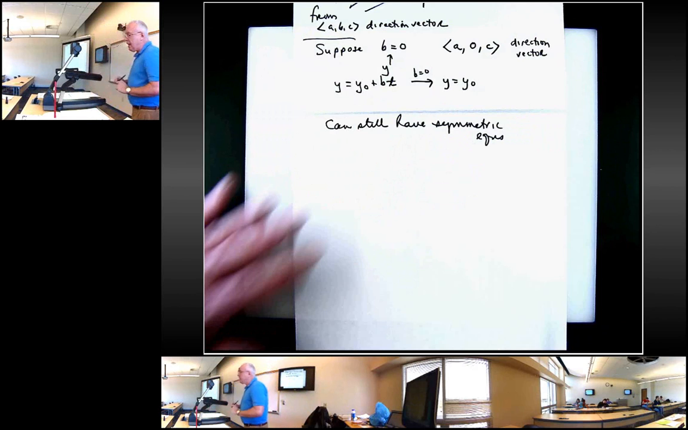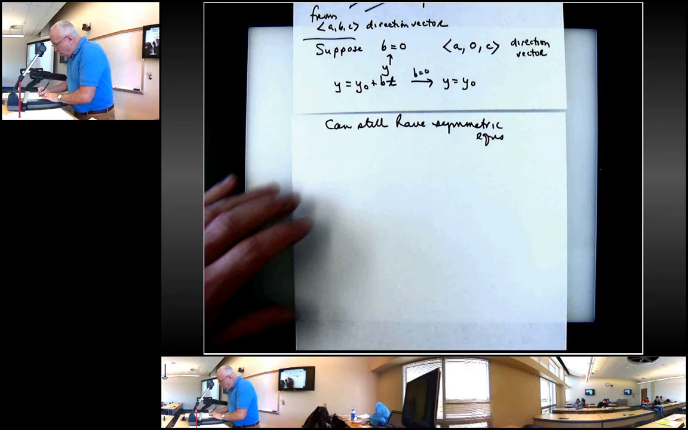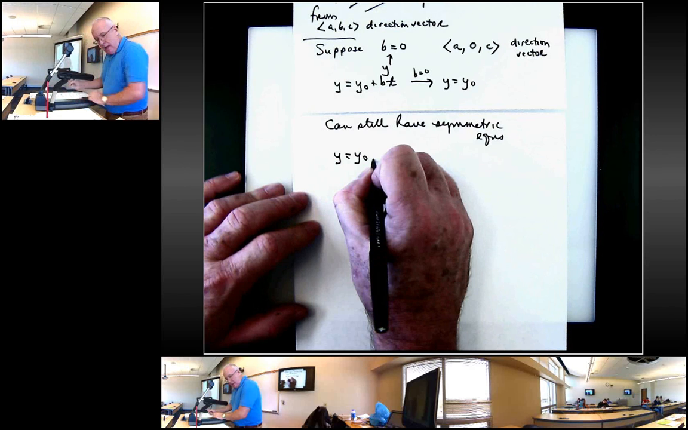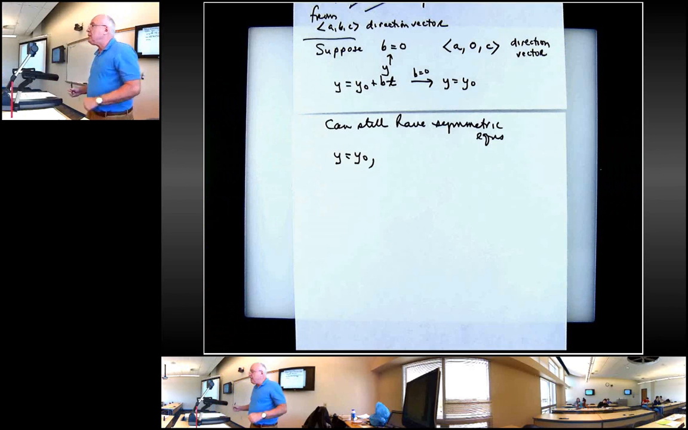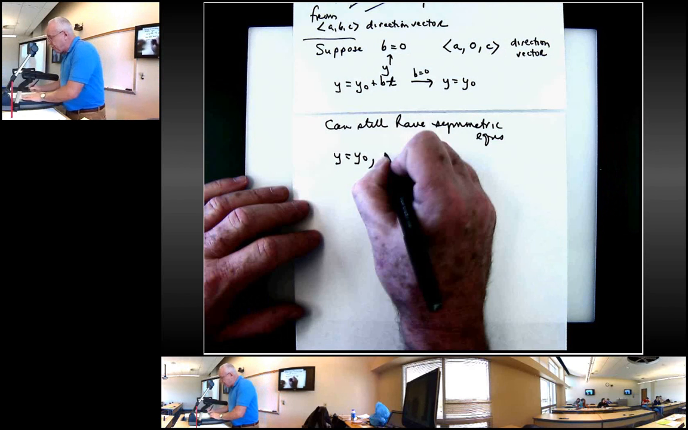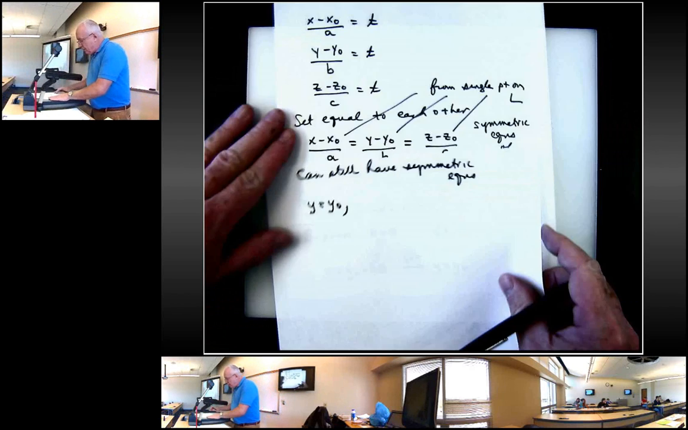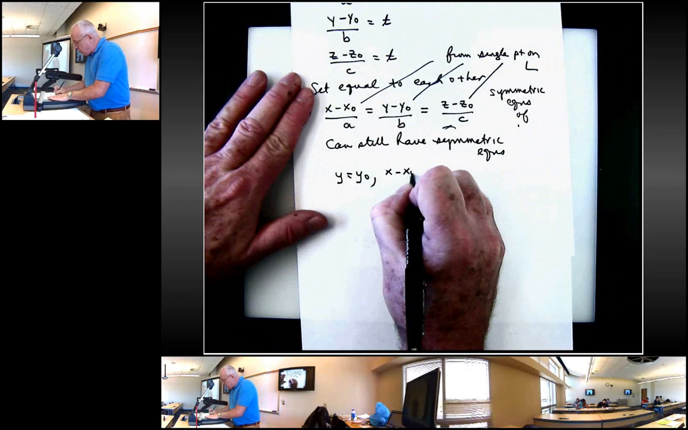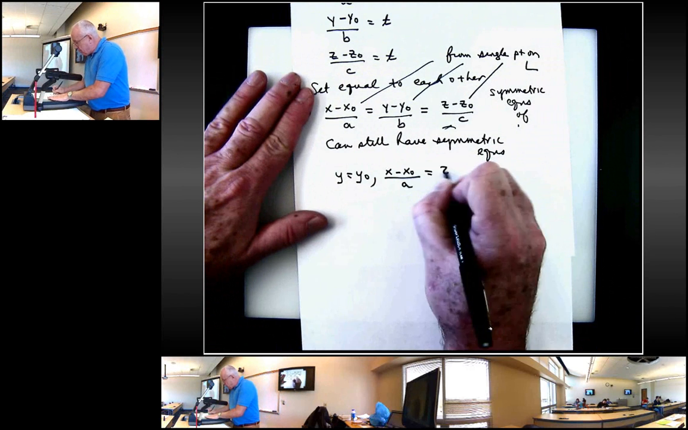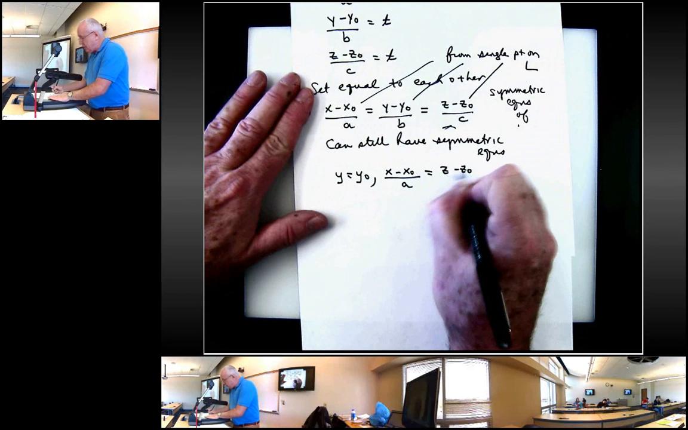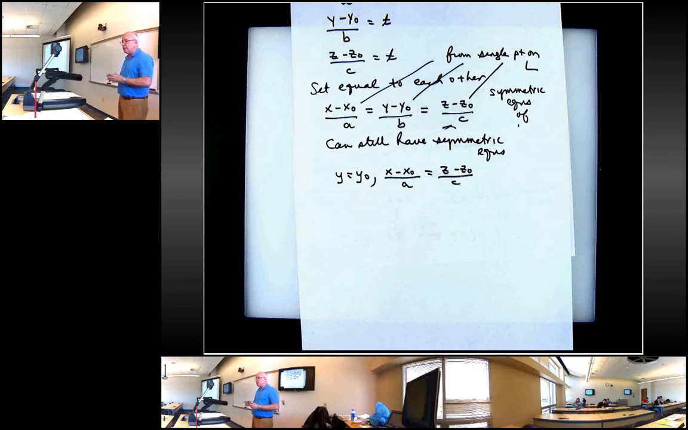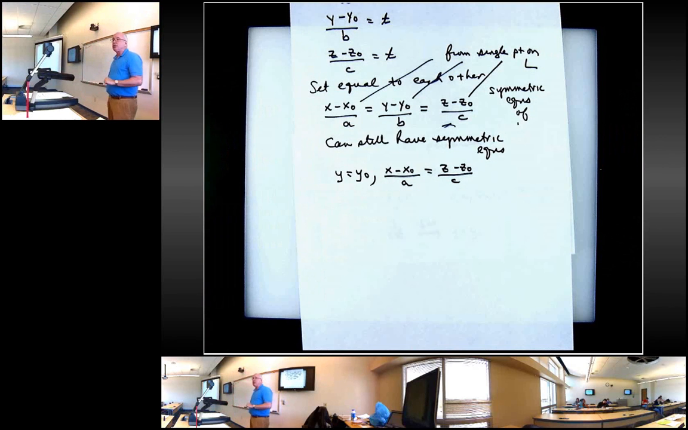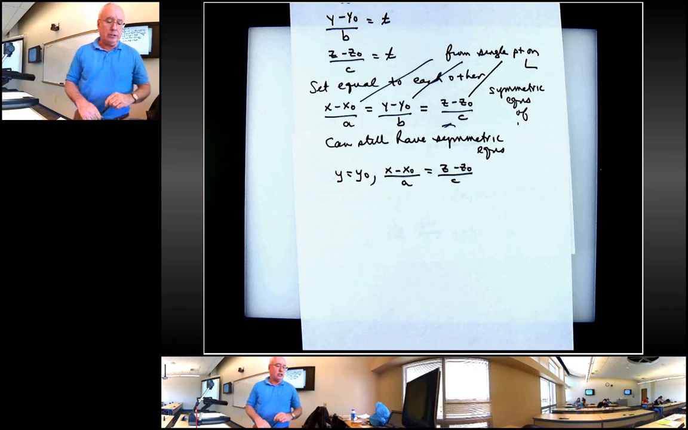We can still have symmetric equations. We're just going to have this: y equals y naught, whatever that number is, and then we can do the other equations here for the symmetric. We can still say, okay, x minus x naught over a equals z minus z naught over c. So part of it is written with the symmetric equation, but the y is just always going to equal y naught. All right.